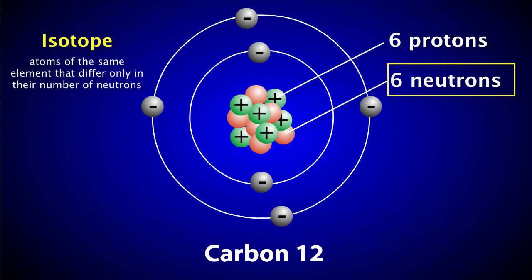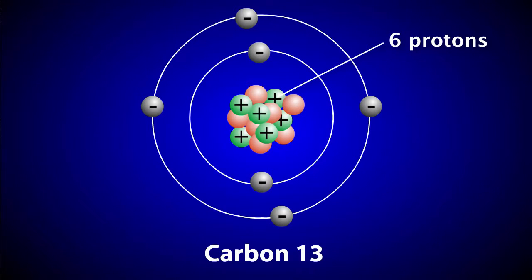Isotopes are atoms of the same element that differ only in the number of neutrons present in the nucleus. Here's one example of a carbon isotope, carbon-13. Notice that while the number of protons in carbon-13 remains at 6, the number of neutrons has increased from 6 to 7. This gives the carbon atom a slightly higher atomic mass than carbon-12, but chemically, carbon-13 still behaves in the same manner as carbon-12.